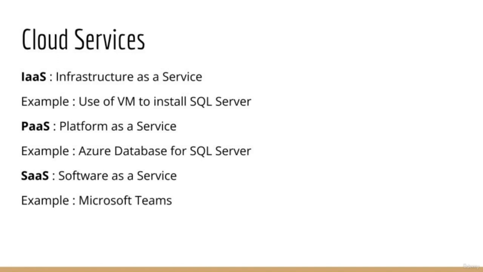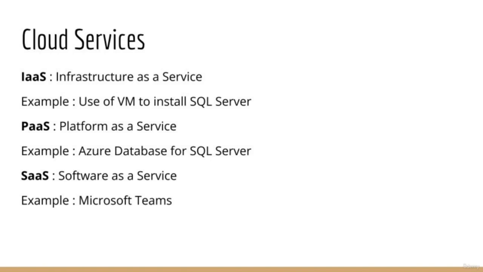For example, we can create a VM on Azure and install our own instance of SQL Server or any other database server or software. The second cloud service model is PaaS, or Platform as a Service. This cloud service model is a managed hosting environment. The cloud provider manages the virtual machines and networking resources, and the cloud tenant deploys their applications into the managed hosting environment. For example, we can use Azure Database for SQL Server without worrying about the underlying infrastructure. Azure will give us enough resources to handle our data processing needs.